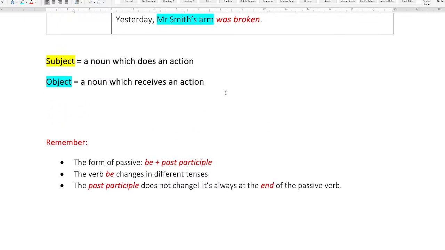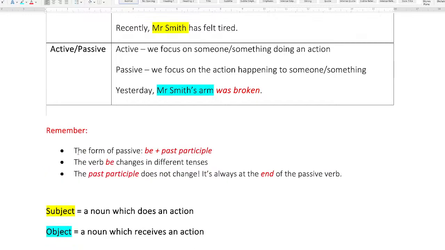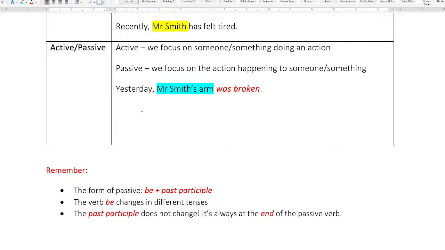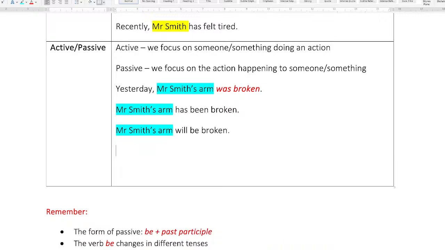Now let me show you what I mean. Okay, let's take that and put that here. Yesterday, Mr. Smith's arm was broken. I'm just going to start with Mr. Smith's arm. If it was in the present perfect, has been broken. If it was in the future, it will be broken. If it was in the past perfect.